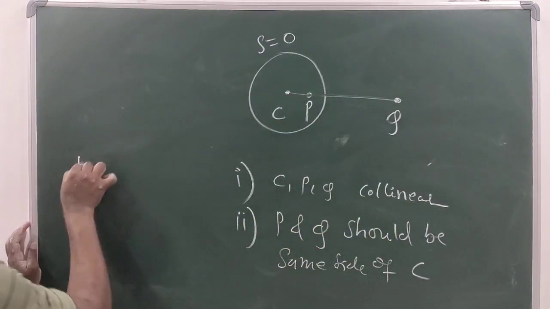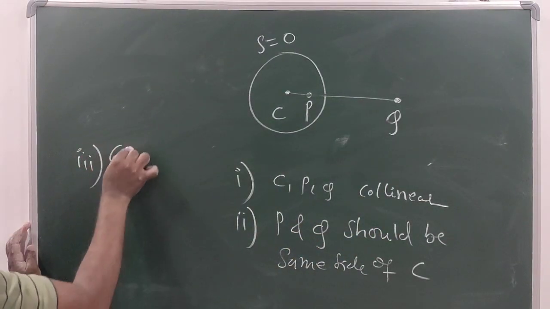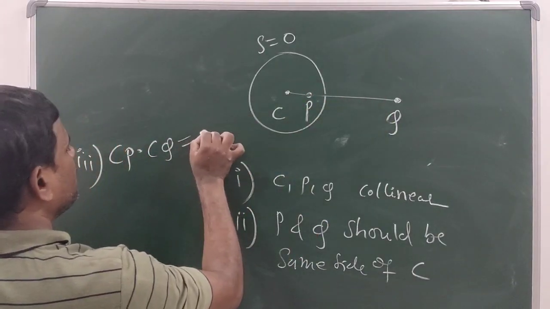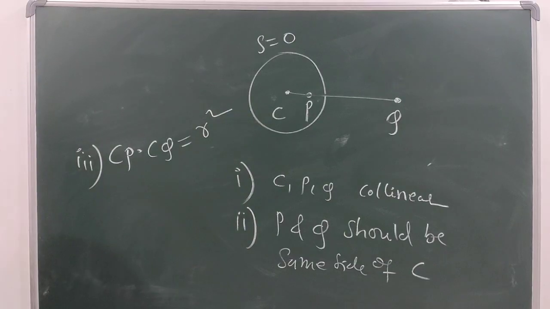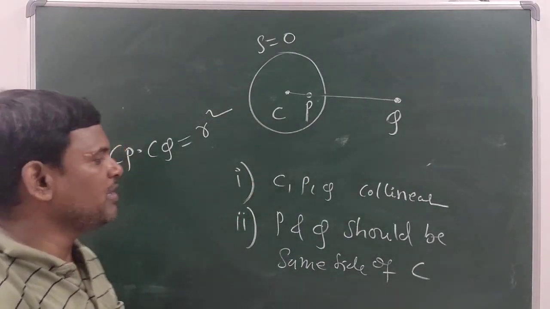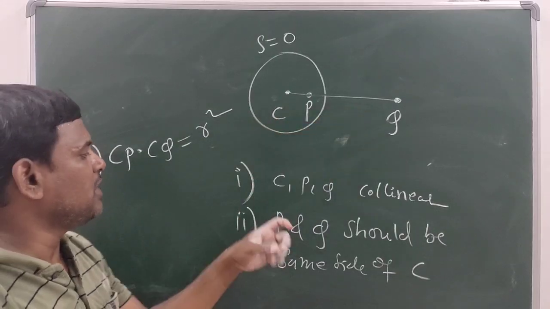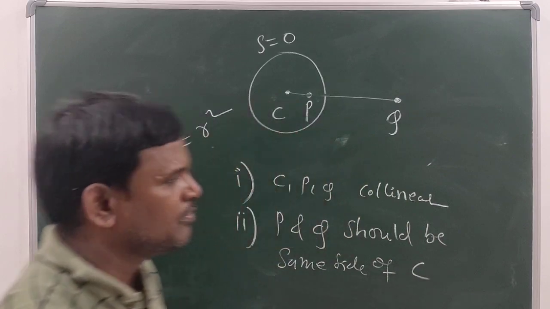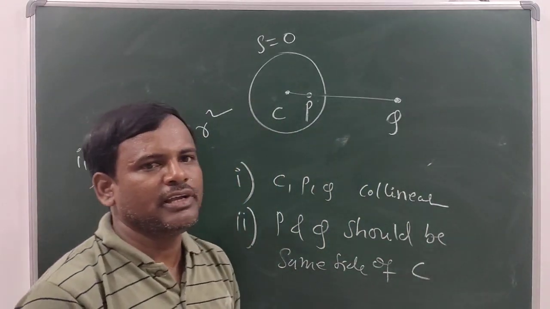Next, third one, CP into CQ. CP into CQ is equal to small r square. Small r means the radius of this circle. So these two points are called inverse points whenever these two points satisfy these three conditions. Okay, right.